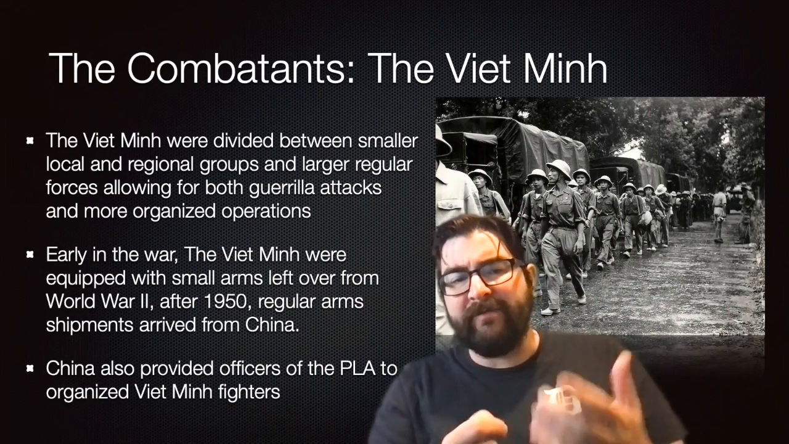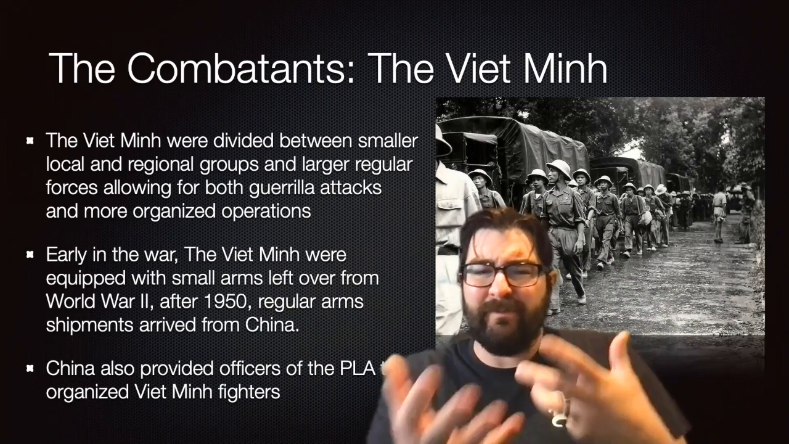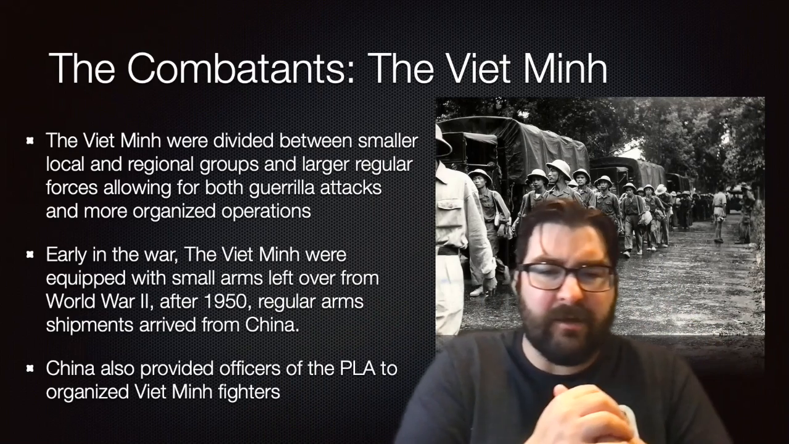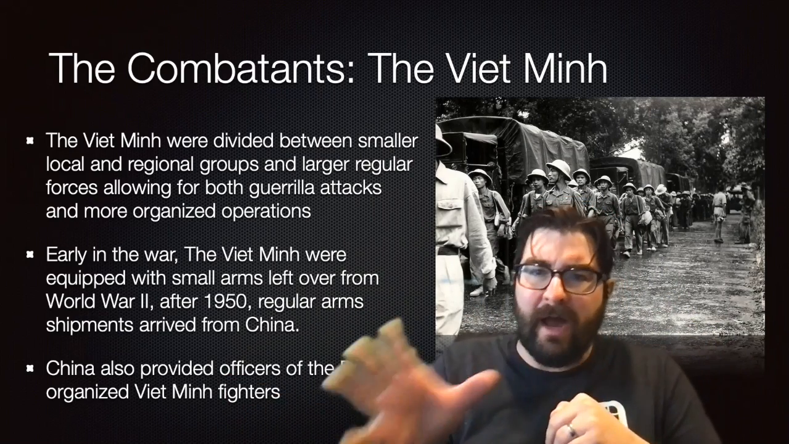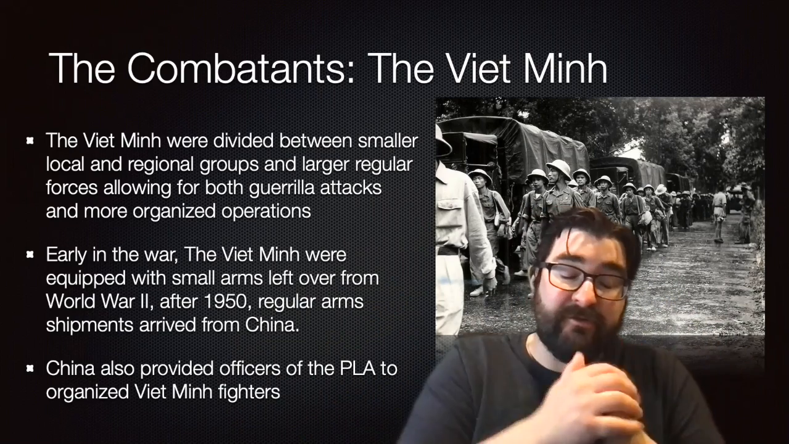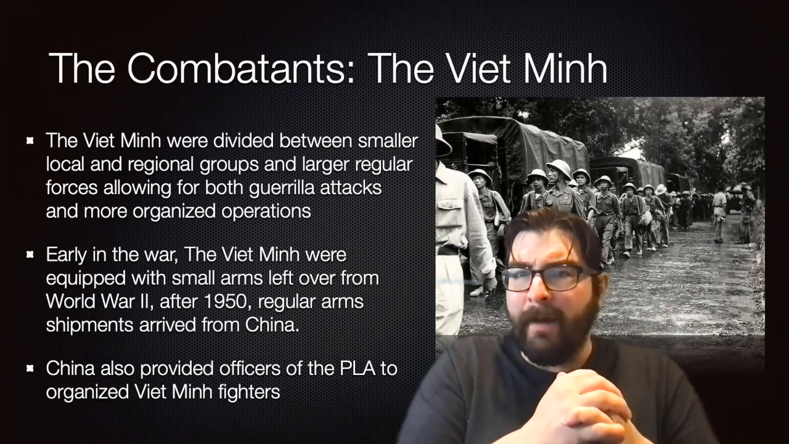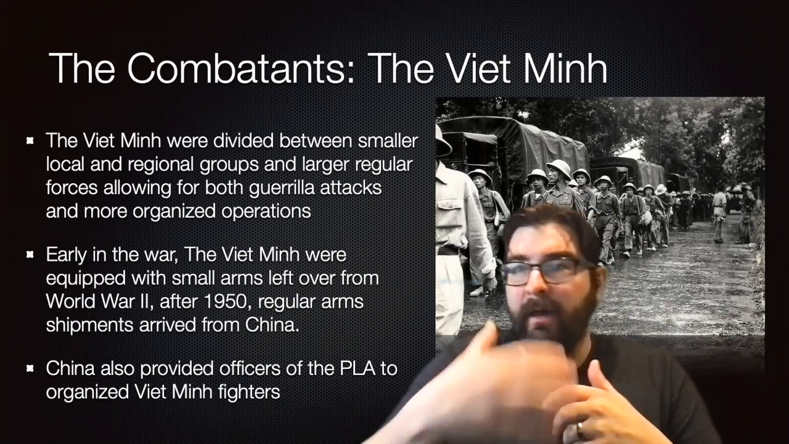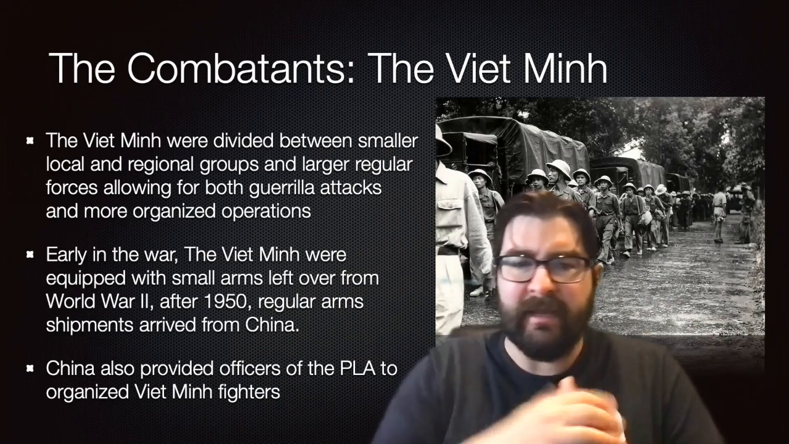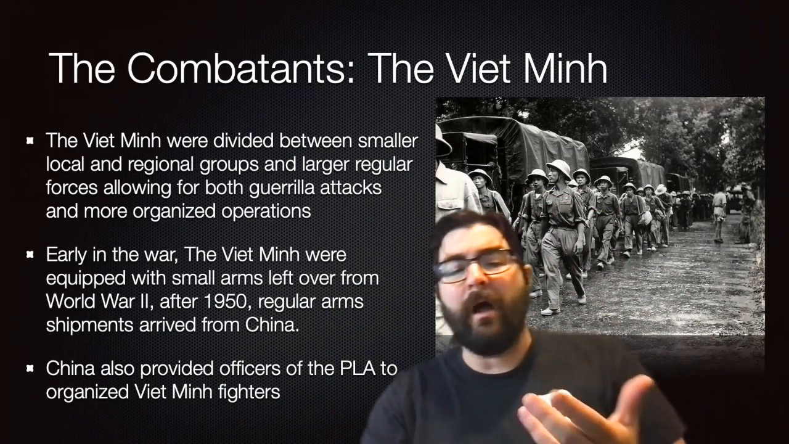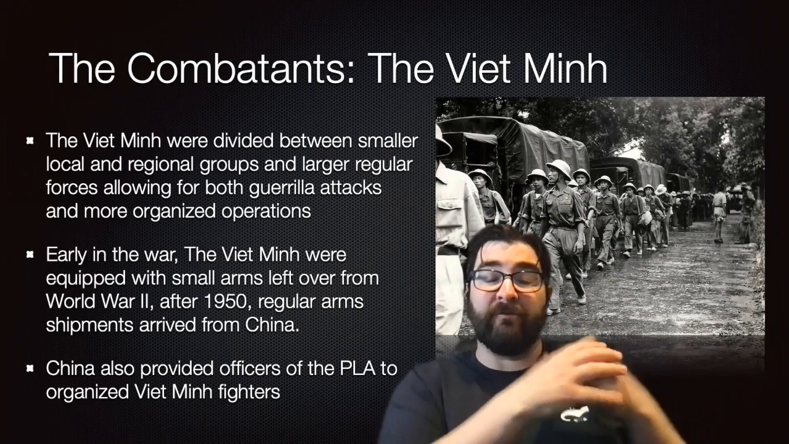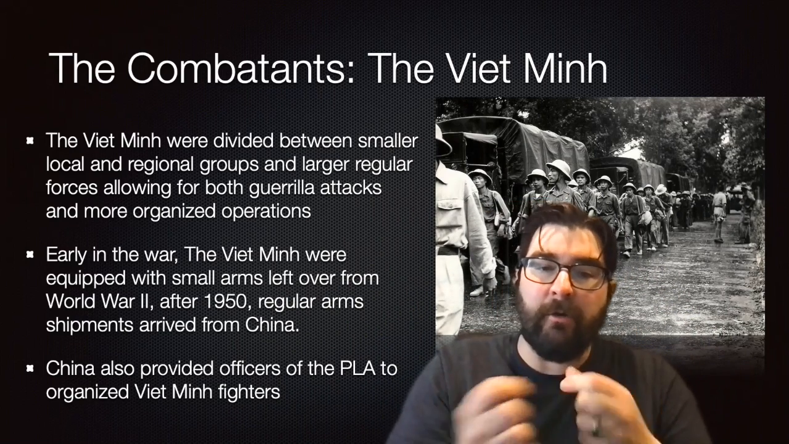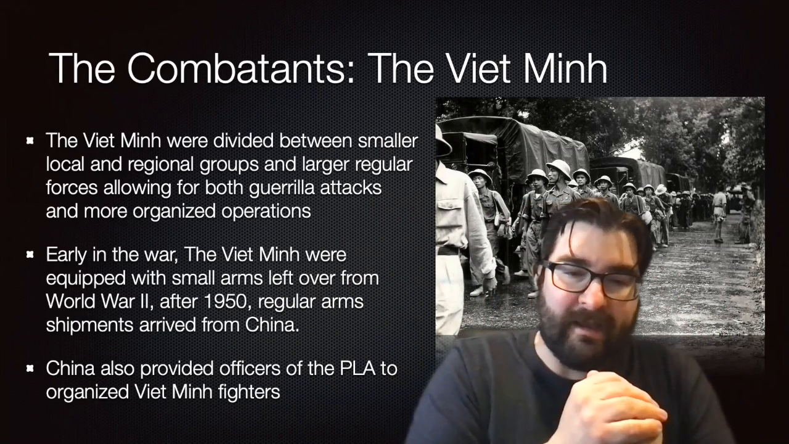Early in the war, the Viet Minh are going to only be equipped with small arms left over from the Second World War. But after 1950, more arms shipments will arrive from the now communist Chinese nation, as they will support a communist nationalist fight in their south. China will also provide some officers who are experienced after years of guerrilla combat in their own Chinese Civil War and their war against the Japanese.